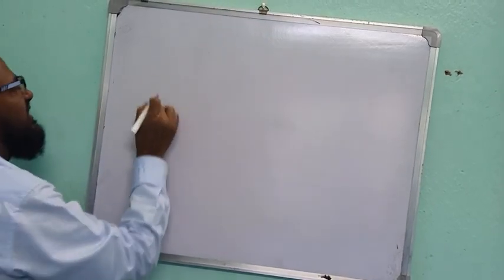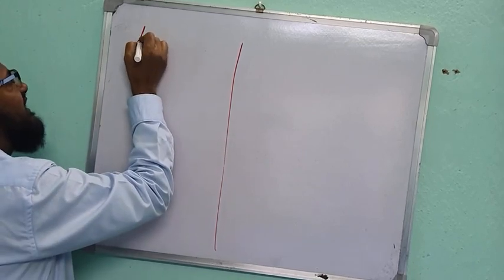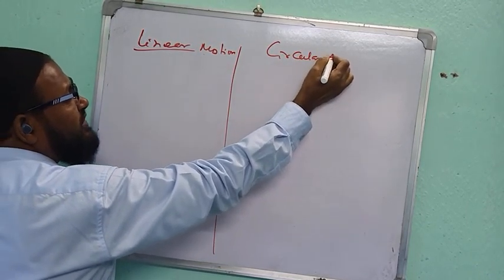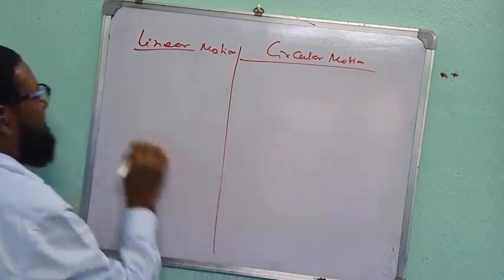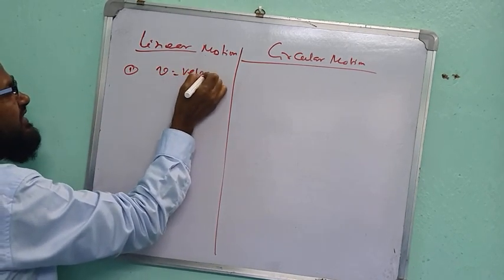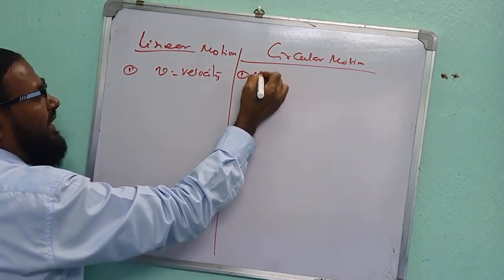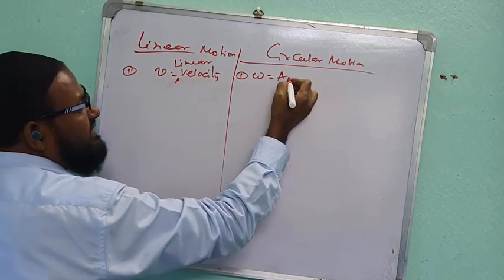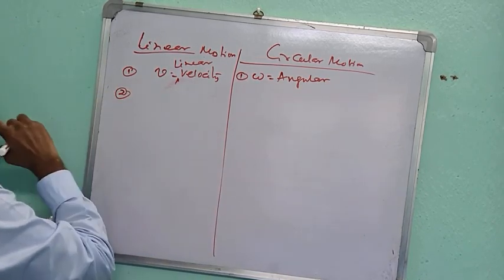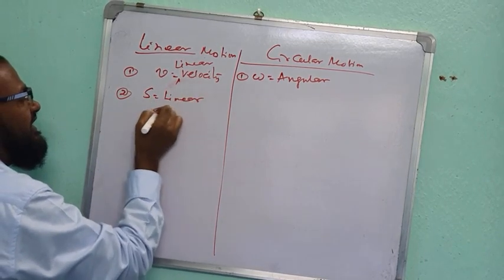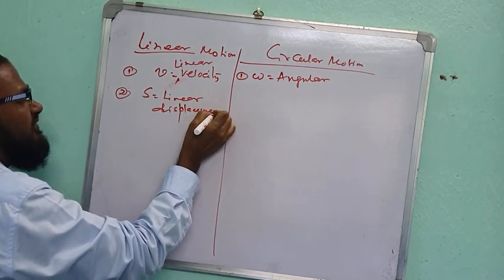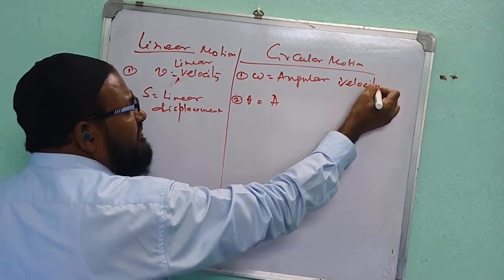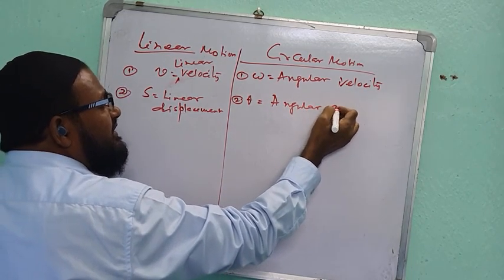Another thing here, some relations between linear motion and circular motion. Please see here: linear velocity v, and this is omega, angular velocity. This is linear displacement s, and this is theta, angular displacement.